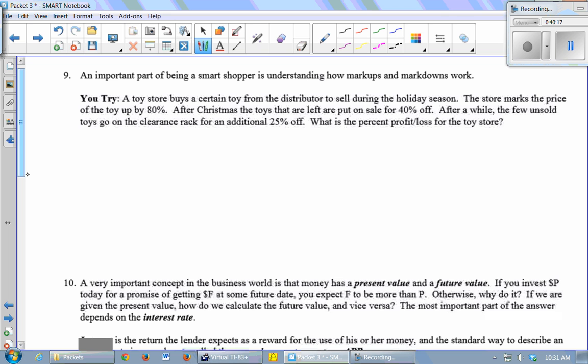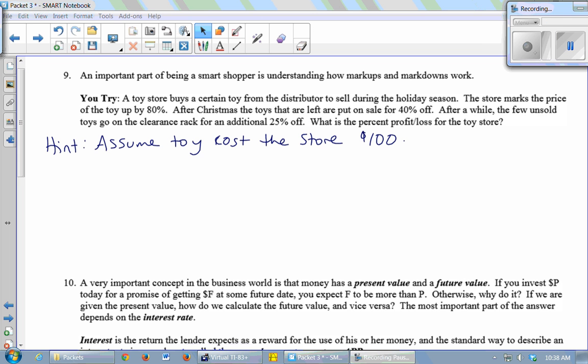All right, so an important part of being a smart shopper is understanding how markups and markdowns work. So I want you to discuss in your groups. A toy store buys a certain toy, and they mark up the price, and then they put it on sale, and then they put it on clearance. What's the percent profit or loss for the store on this toy? Okay, so we assume that the toy cost the store $100.